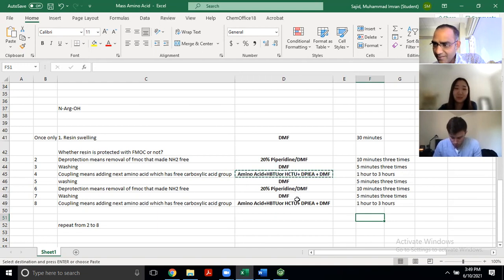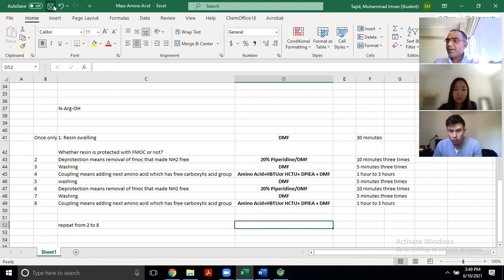and HBTU, right? Whatever. This is called the coupling mixture. Coupling mixture. Okay, so this is a coupling. The coupling mixture has 4 things: amino acid, HCTU, HPTU, DIPA, and DMF. Right. So coupling mixture. Got it?